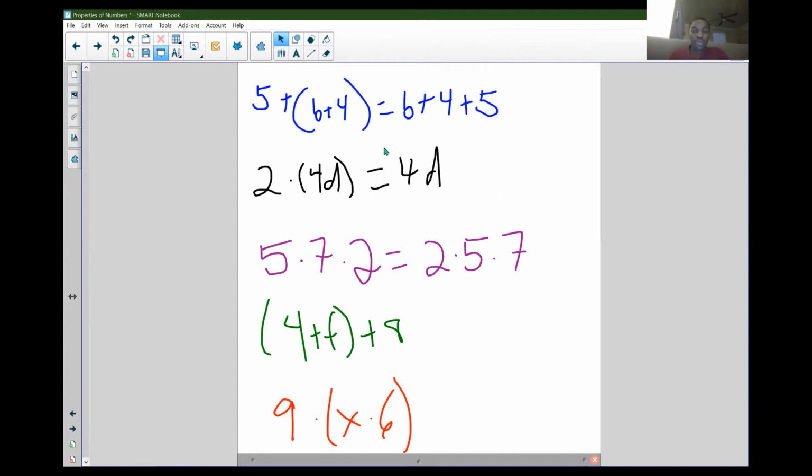So the first one is 5 plus parentheses b plus 4 equals b plus 4 plus 5. And you be wondering, what type of property is this? What property is this? I forgot to add times 2. Let me actually, if my mouse would.